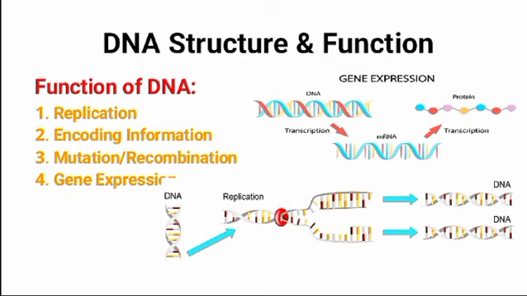The fourth function is gene expression. In this, cells from different tissues and organs look and behave differently. DNA can respond to produce a particular protein by expressing it through transcription and translation. Transcription is making RNA and translation is making protein.